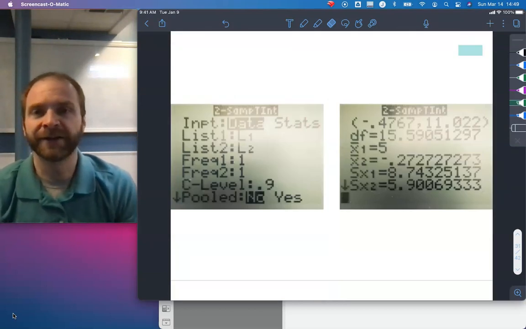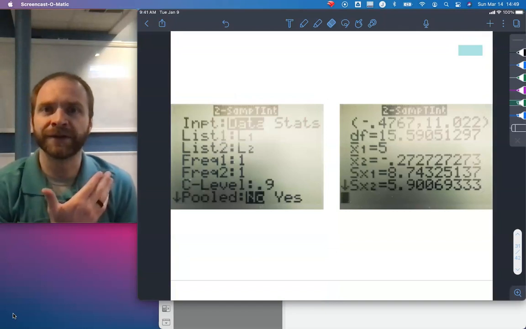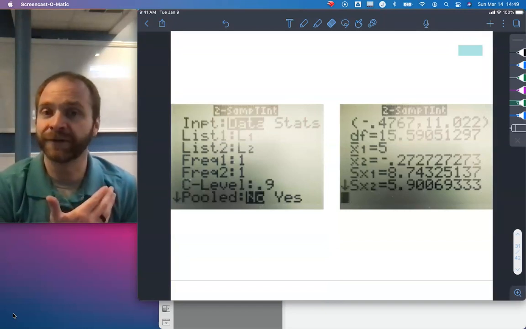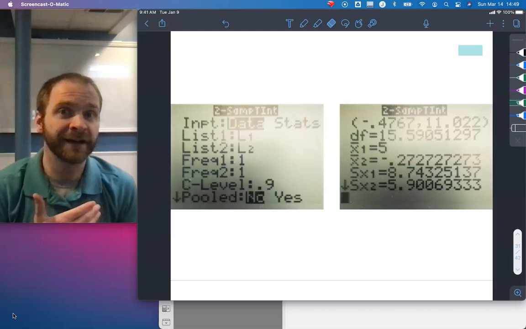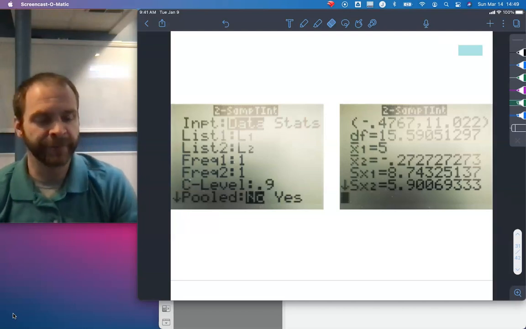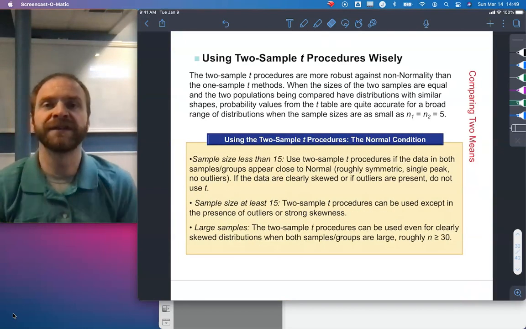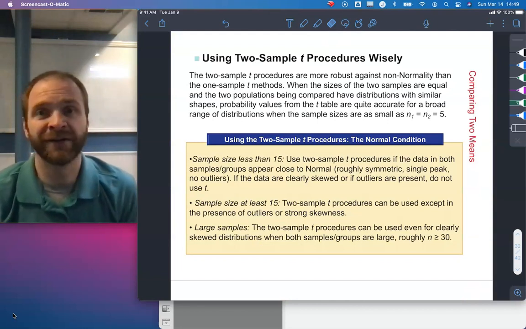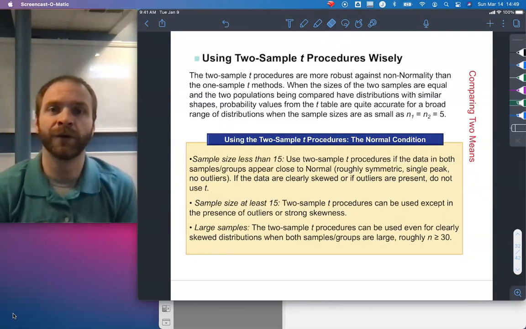And so we have our calculator as well. Mr. Nichols went through how to use it to construct a 2-sample t interval. We can do it with our data as well, set up there, and you can look at it. And so we go through using t procedures wisely. By the way, we've already covered all this previously, and I'm just going to quickly go over it.